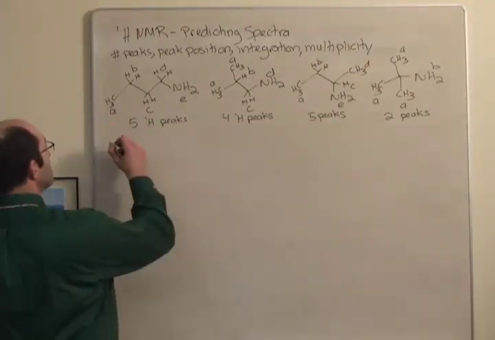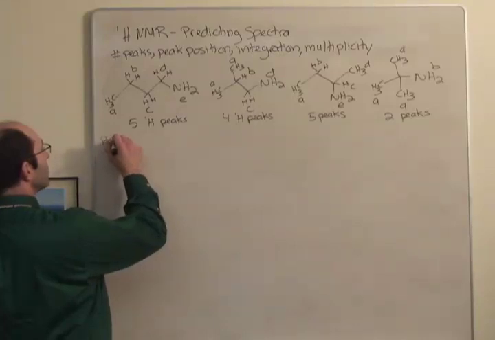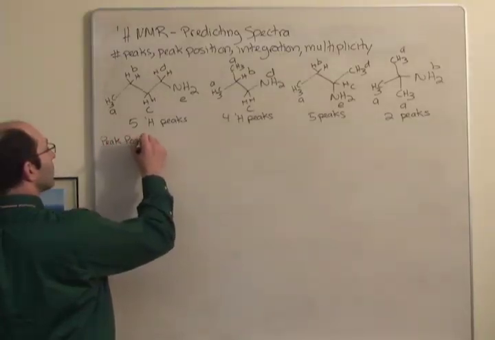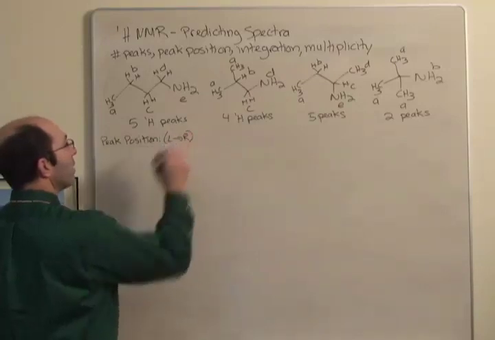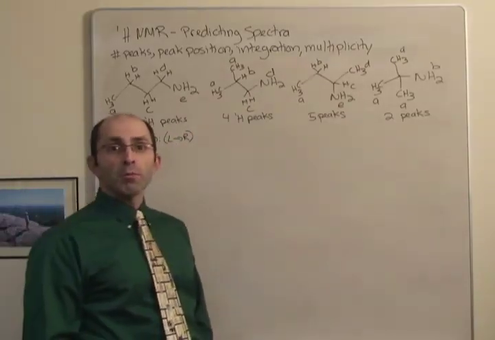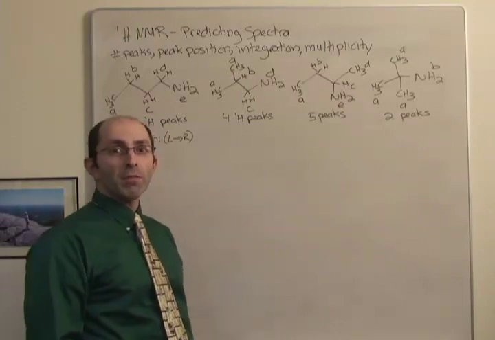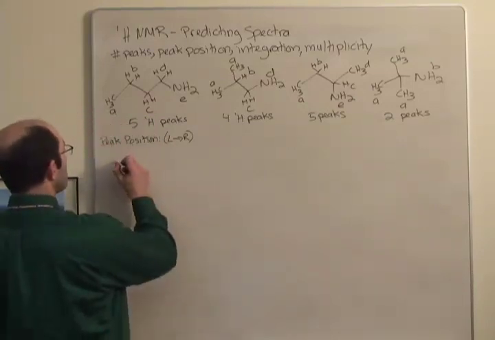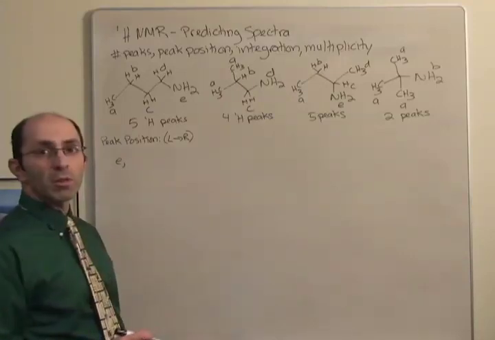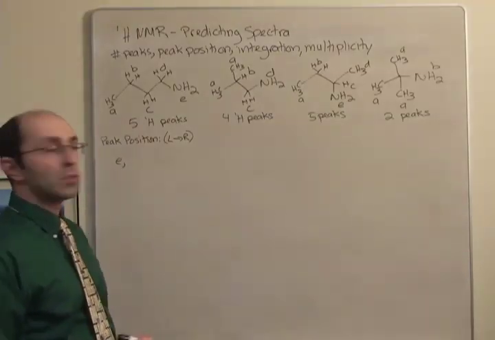Right, now we can do peak position. And again, we're going to go left to right. The protons on the nitrogen will probably be the ones the furthest to the left, the ones that have the lowest electron density, so we'll always start with those. And then again, we'll just look at the ones that are closest to the nitrogen, the electronegative element.